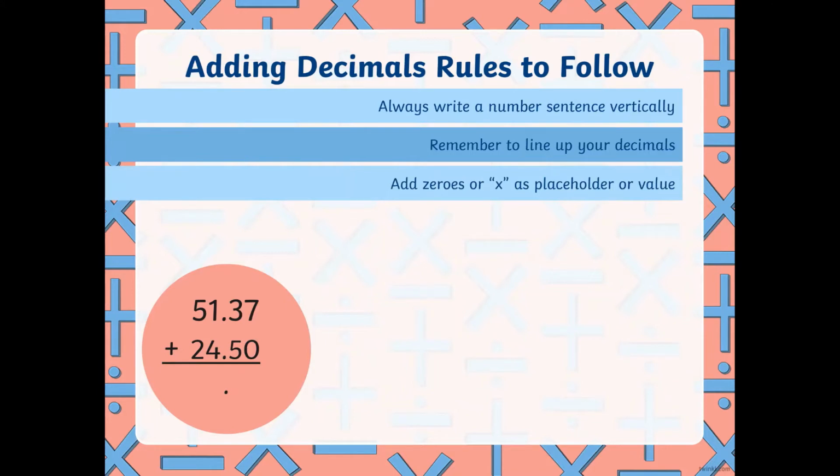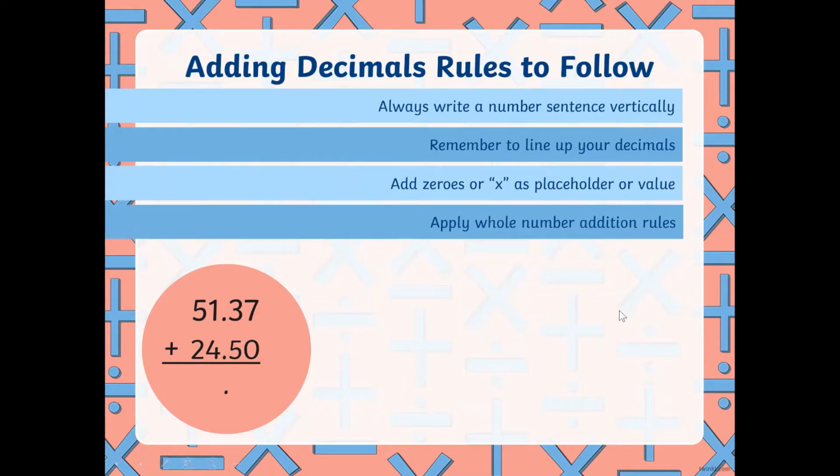In here, I would just add zeros. Okay, so I don't really like putting X's. They suggest this here, but I always like to put zeros. Okay. Apply whole number addition rules.